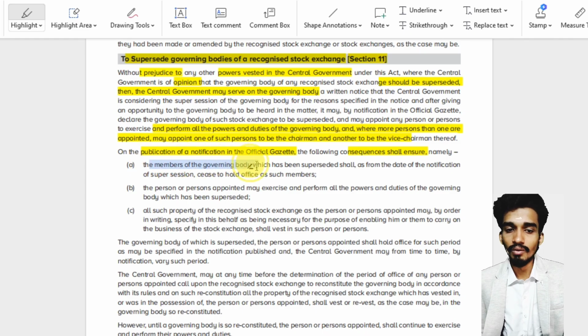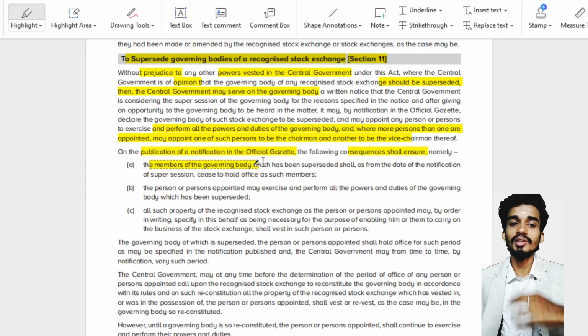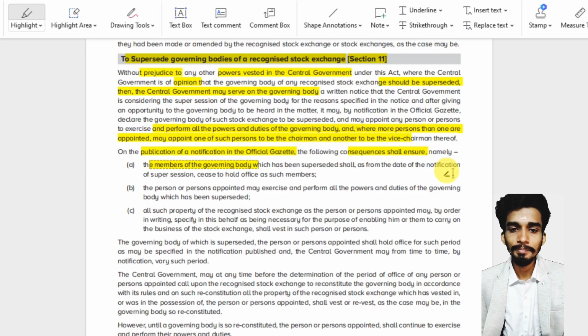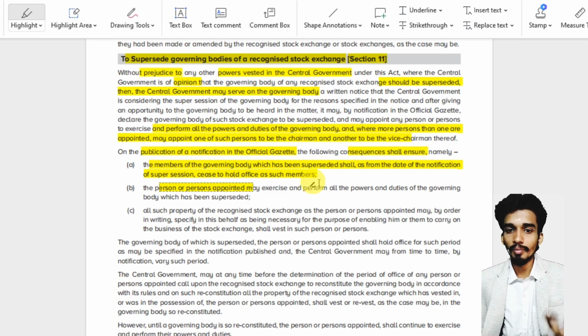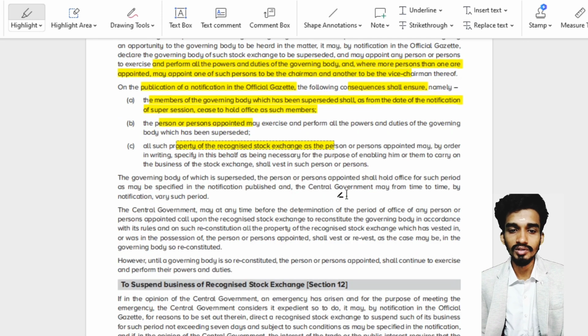The members of the governing body, meaning the members of the stock exchange, will cease to hold office. All the powers will be lost. All the powers will go to the central government, and the person appointed may exercise the power. The person appointed will hold the property, and will hold the powers and duties. Okay, so all such properties have to be transferred to the appointing authority, the appointed person. Okay, and for such and such period, they will hold this stock exchange.